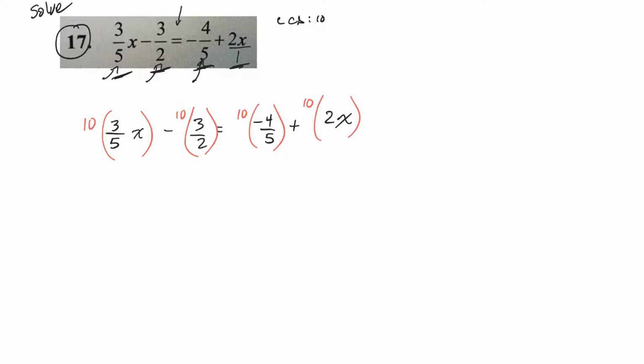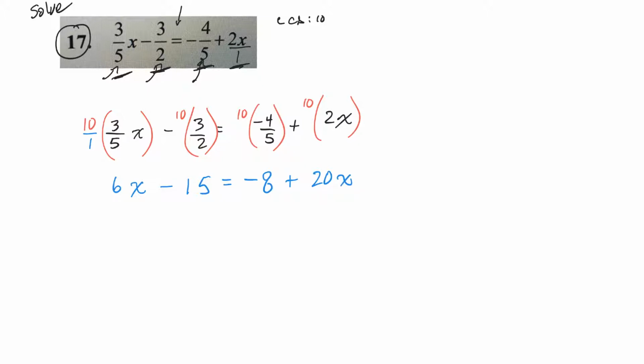So to simplify then, on the first one, 10 times 3 is 30, 30 divided by 5 is 6. So that first term changes into just 6. You could rewrite this as 10 over 1 if you wanted to. Anyway, simplify to get 6. Next one, 10 times 3 is 30, divided by 2 is 15. So this would be minus 15. 10 times negative 4 is negative 40, divided by 5 would be negative 8. Plus 10 times 2 would be 20x.